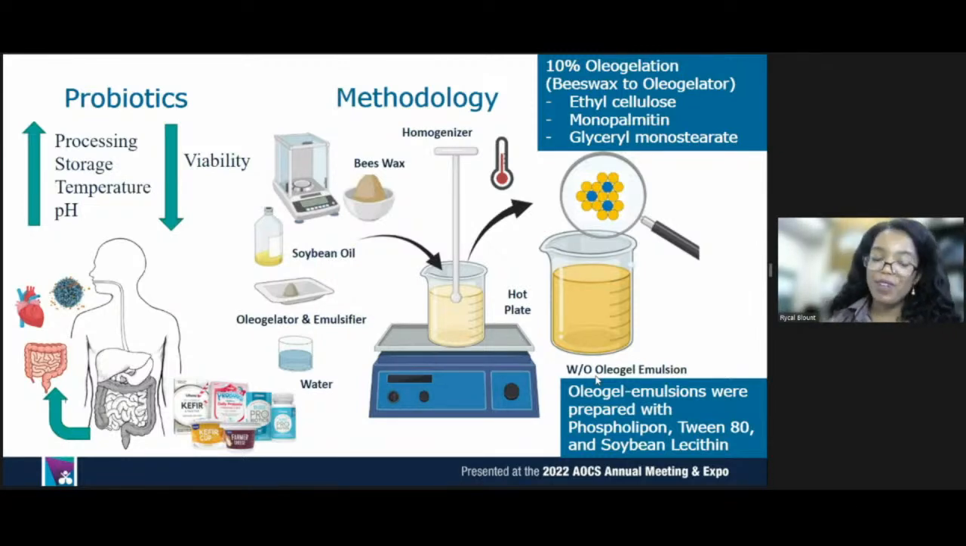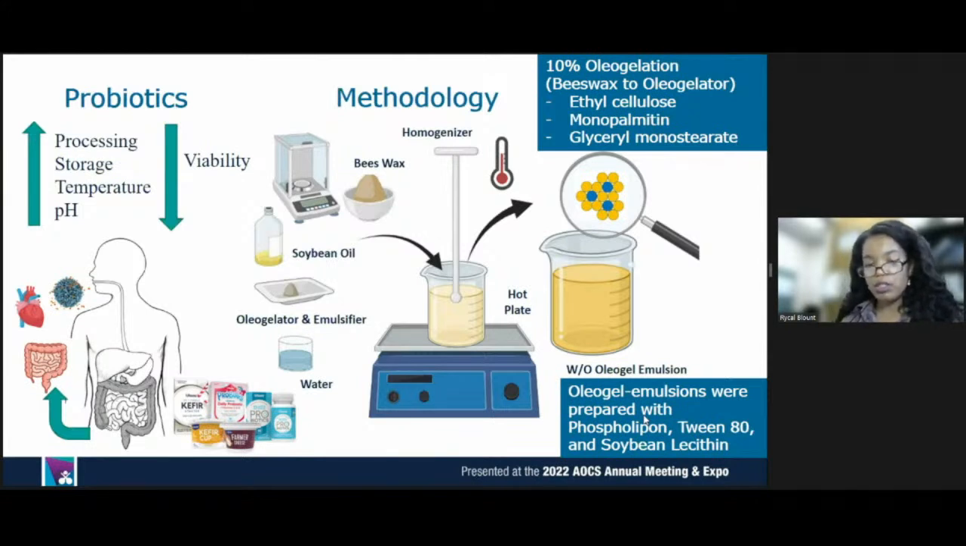Hello, my name is Rycal Blount, and the purpose of my research is to develop an oleogel-emulsion delivery system for probiotics. Oleogelation is a process that converts liquid oil into a gel-like material without changing the chemical characteristics of the oil. And emulsions are a mixture of two or more liquids in which one is present as microscopic particles distributed throughout the other.